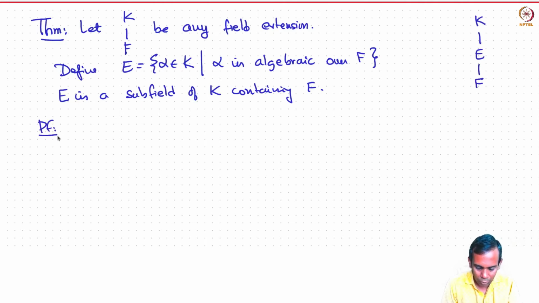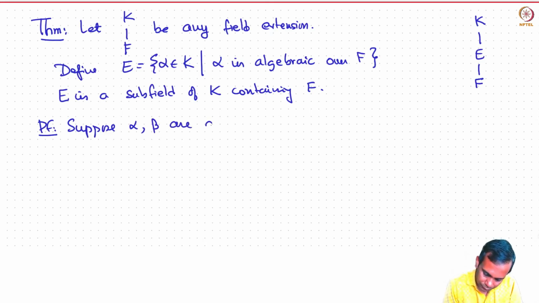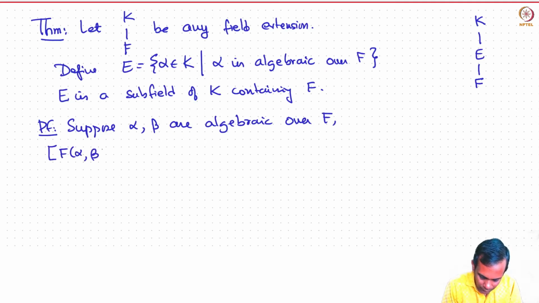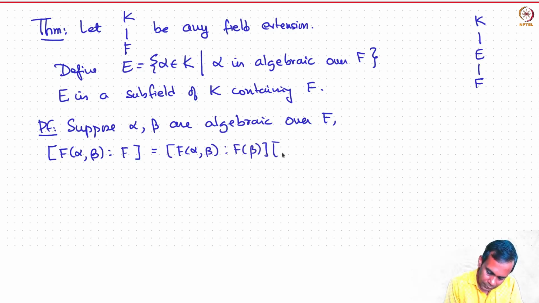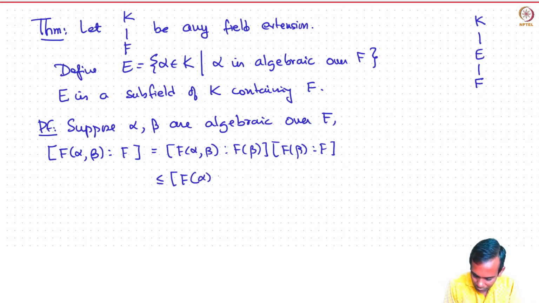The proof is not very difficult. So suppose alpha and beta are algebraic over F. Then we can try to upper bound the degree of the field generated by alpha and beta over F. Well, by the Tower theorem, this is the degree of F(alpha, beta) over F(beta) times the degree of F(beta) over F. But this F(alpha, beta) over F(beta), its degree is less than or equal to the degree of F(alpha) over F.